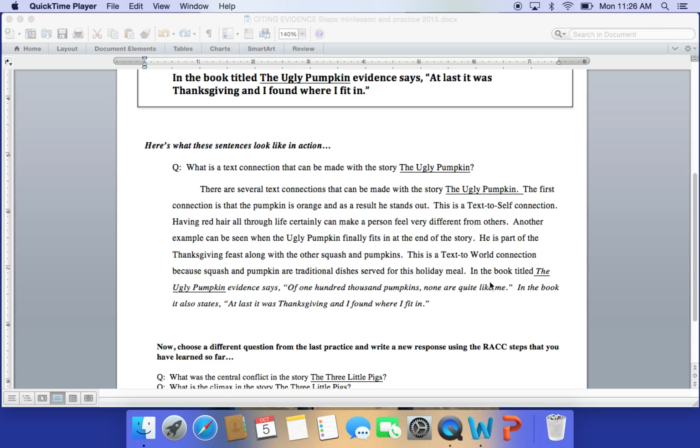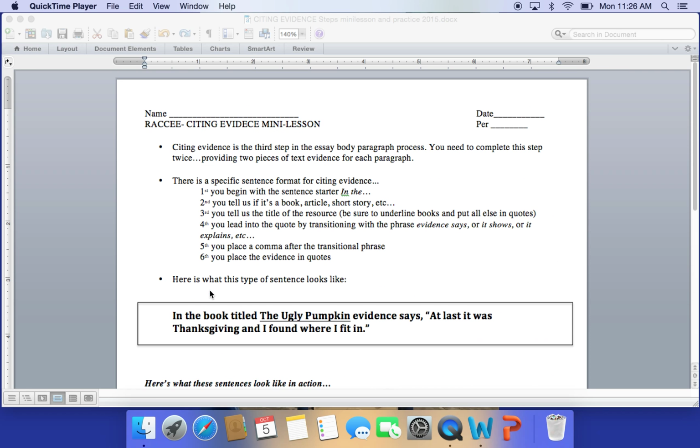So if you were to write, in the book titled The Ugly Pumpkin, evidence says, "Of 100,000 pumpkins, none are quite like me." And then in your follow-up second citing evidence sentence, you want to say, in the book The Ugly Pumpkin, it also states, you're more than welcome to put that in. It's up to you. You don't have to, because it is the second sentence, and it follows on the heels of already mentioning the title. Up to you.